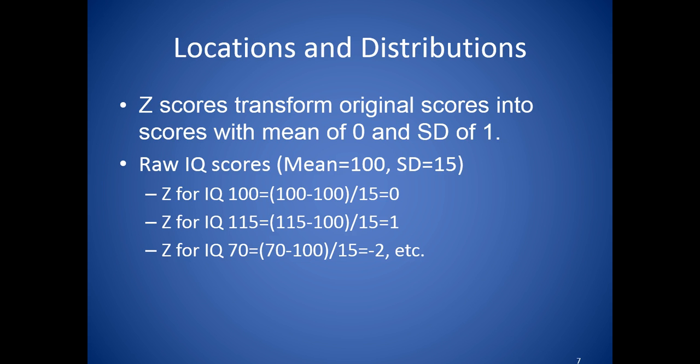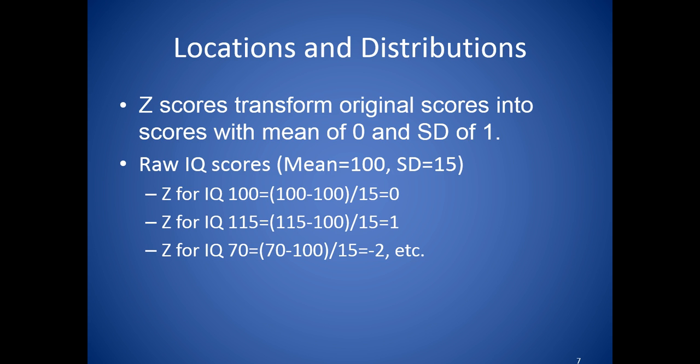So for example, say you have different raw IQ scores, and a given population mean of 100 and a standard deviation of 15. To convert to a z-score for an individual IQ of 100, you just subtract the population mean from the score, then divide by the standard deviation, which is 15. So in this case, the z-score is 0.